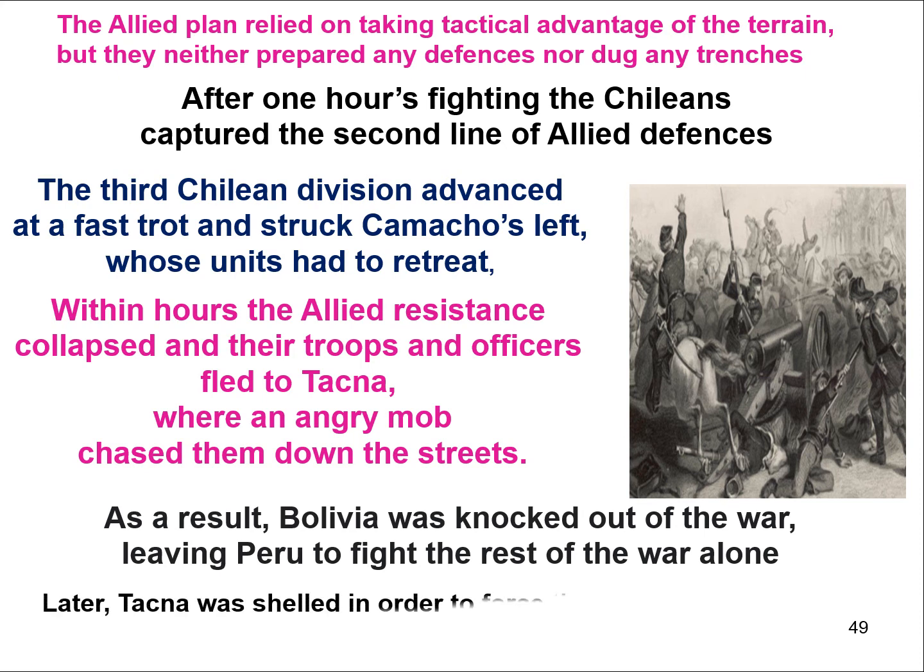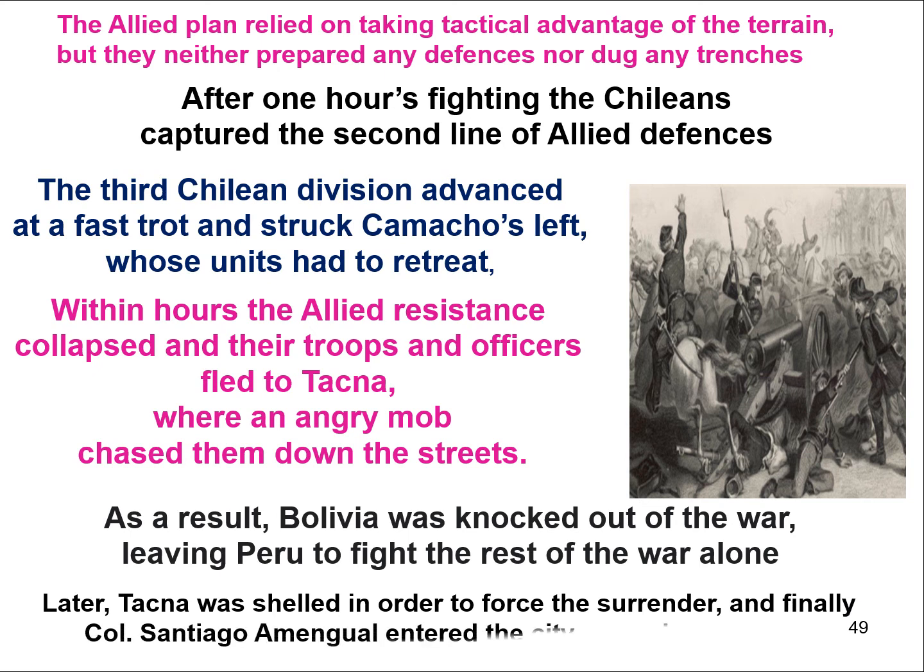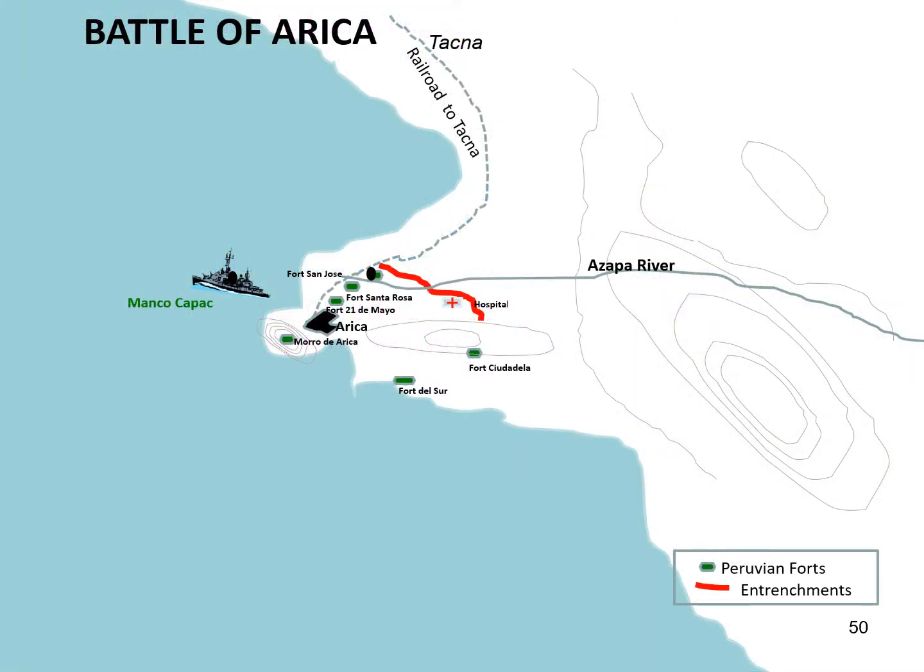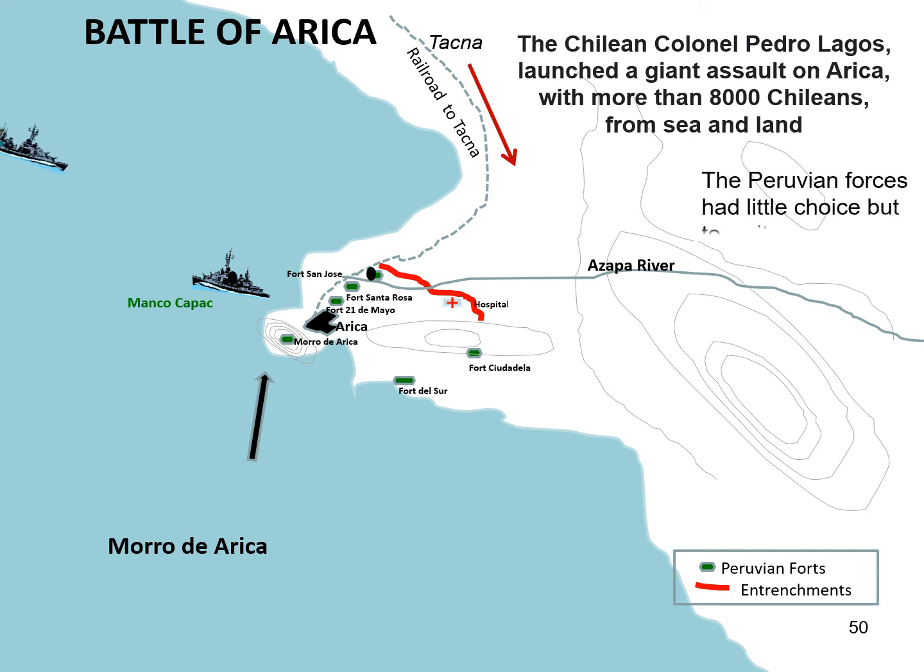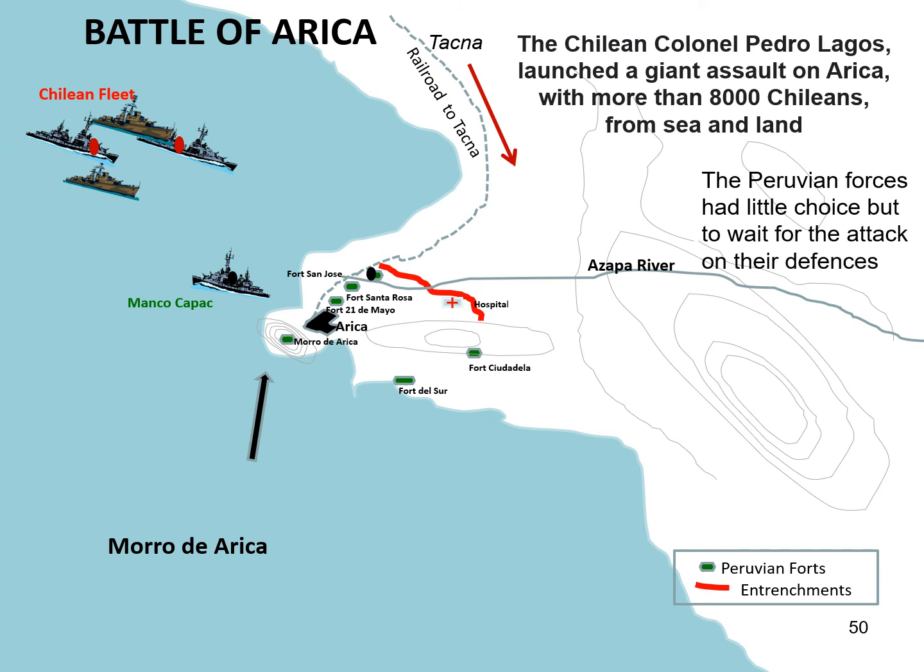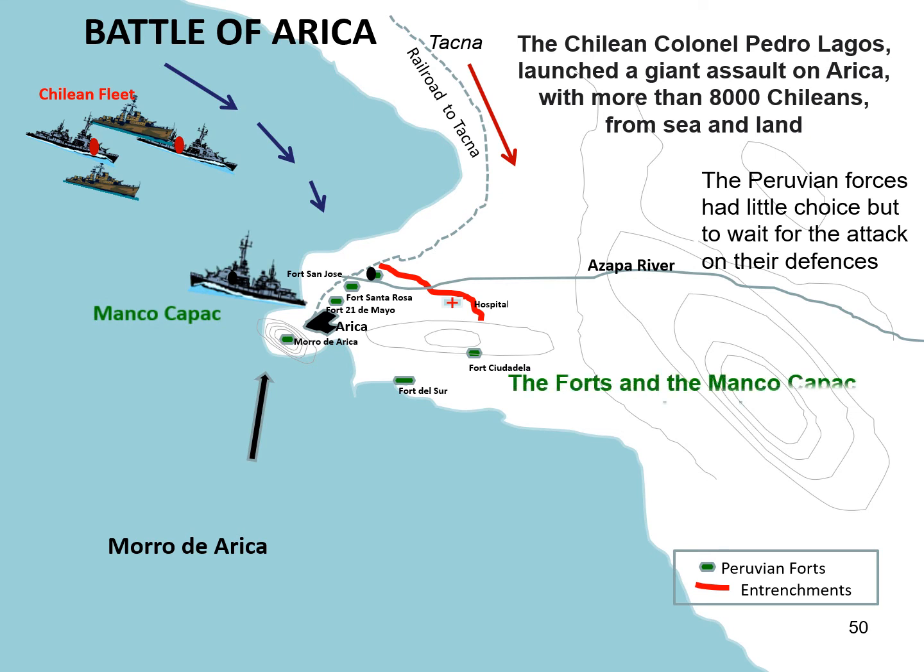Later, Tacna was shelled in order to force the surrender, and finally Colonel Santiago Amengual entered the city around 1830. The Chilean Colonel Pedro Lagos launched a giant assault on Arica with more than 8,000 Chileans from sea and land. The Peruvian forces had little choice but to wait for the attack on their defences. The fort and the Manco Capac exchanged fire with the Chilean fleet as Chile's land forces attacked the entrenchments.